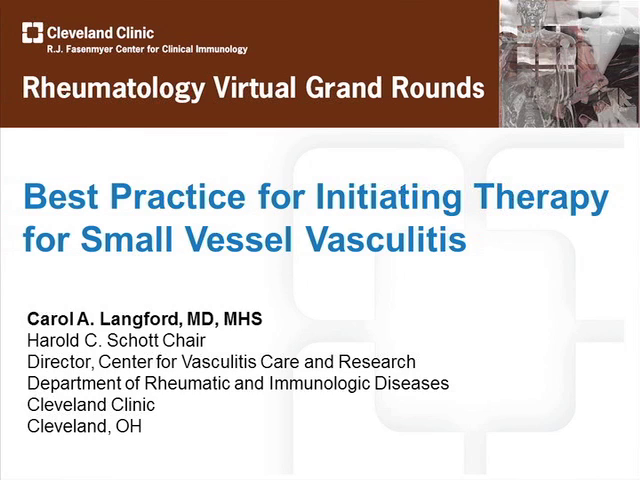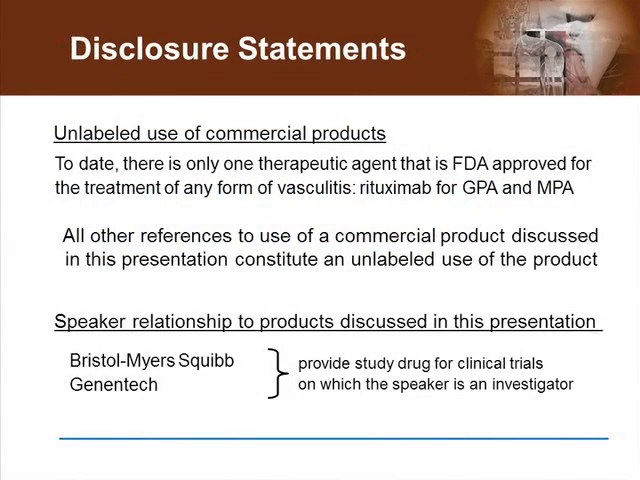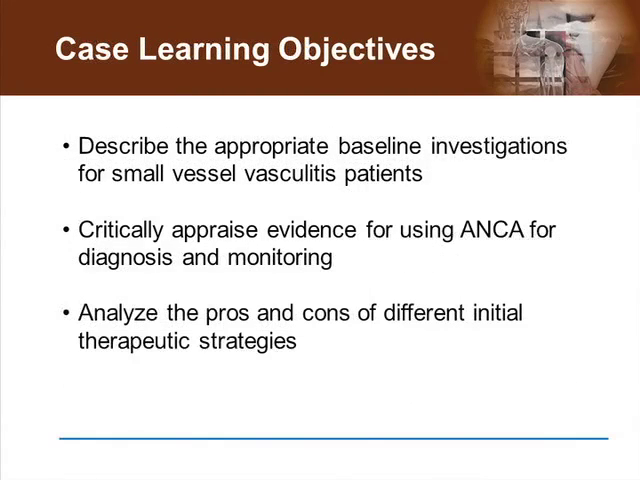So welcome everyone to Rheumatology Virtual Grand Rounds. In today's session, we'll be focusing on the best practice for initiating therapy for small vessel vasculitis. Today's disclosures include that in the discussion of therapeutic products today, there is only one licensed product for the treatment of any form of vasculitis, so any other form of treatment discussed constitutes unlabeled use of the product.